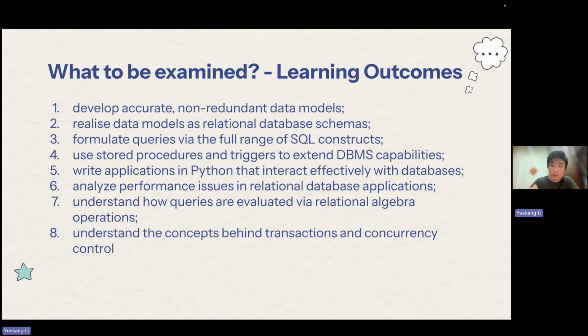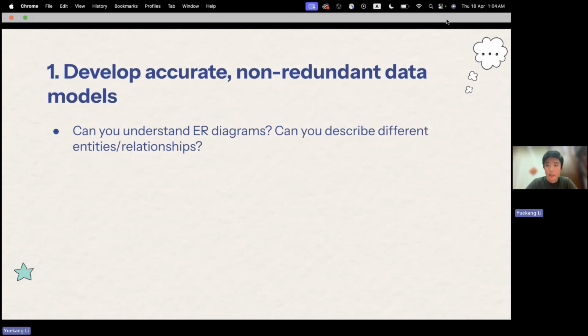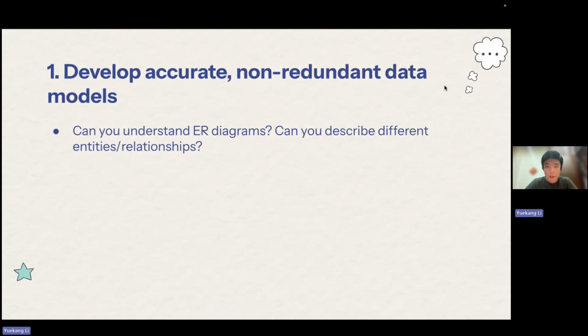So let's have a review of the course content according to the learning outcomes. We have 8 learning outcomes in total. The first one is about developing accurate and non-redundant data models. The keyword here is data model. So here are some questions. Can you understand ER diagrams? Can you describe different entities or relationships in an ER diagram?